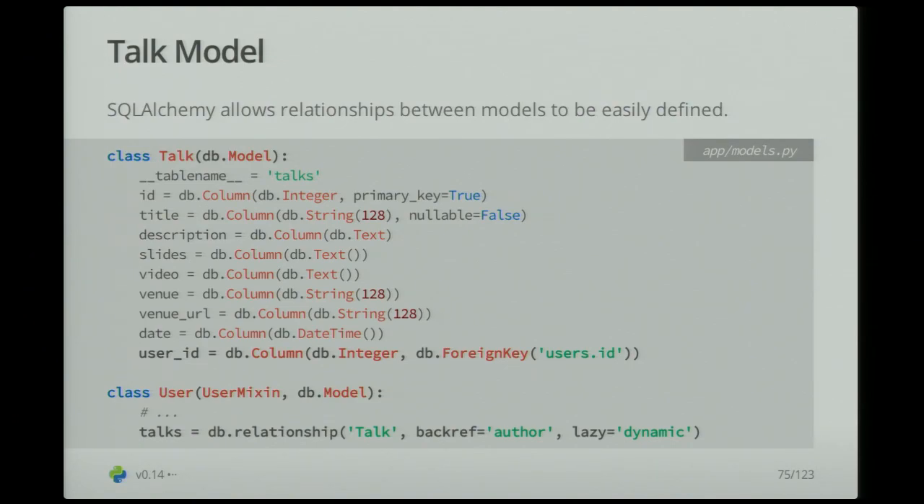So that will add a talks property to my user, so I can say user.talks, and that will give me the talks of that user. And then if you see the backref argument, that means that the other side, so the talk, will get an author property. So on any talk, I can set talk.author, and that will be the user. It's very nice.